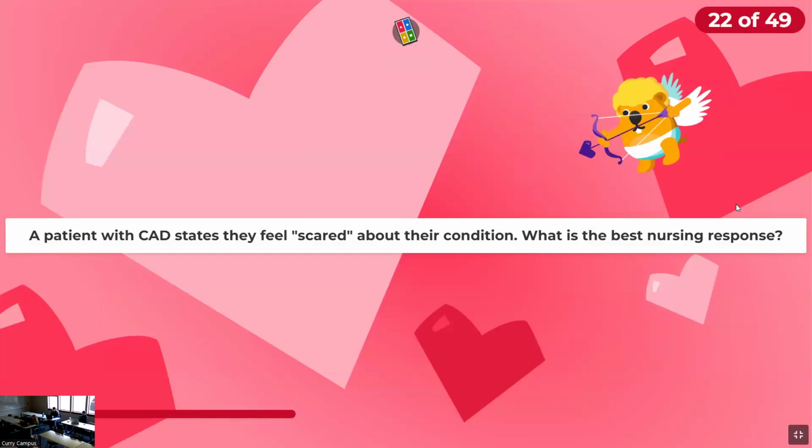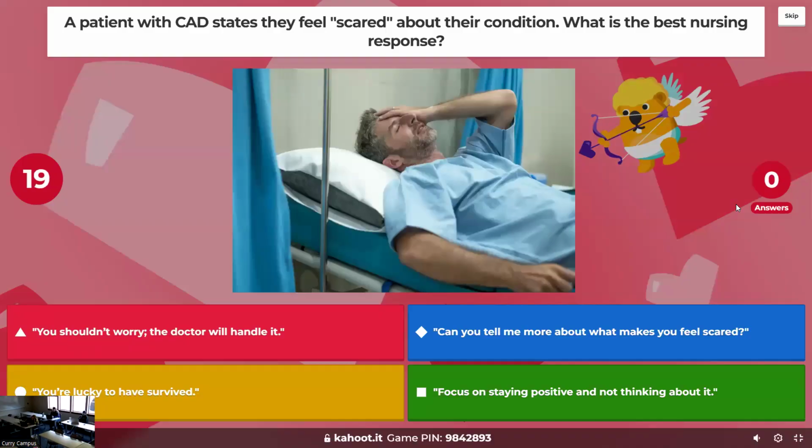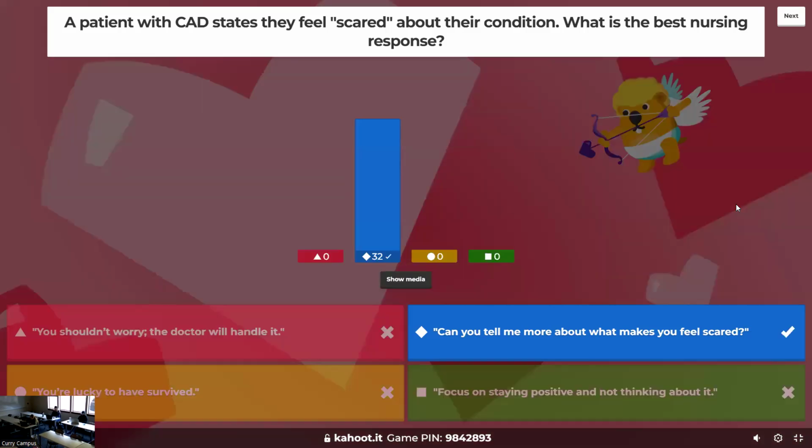A patient with CAD states they feel scared about their condition. What is the best nursing response? And this one is, you're lucky to have survived. I think I've heard somebody mention that before. Oh, good. Everybody got that one. And, can you tell me more about what makes you feel scared? And that kind of goes on our last week's lecture on open questions. Good.